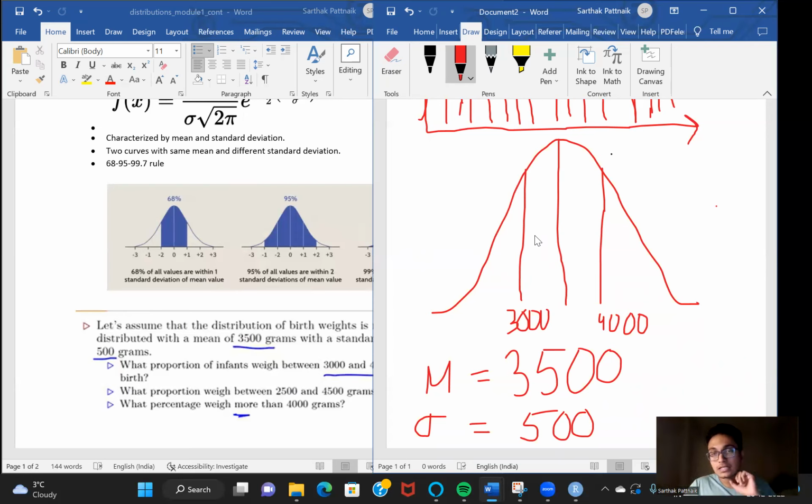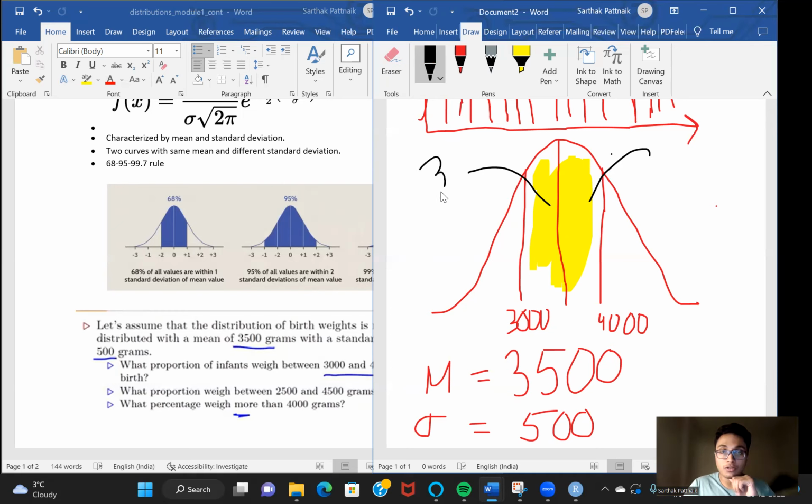So if this complete region, which I'll be marking in yellow, if this complete region is 68%, then towards the left and towards the right, the percentages have to be the same. So 68 divided by 2, we get 34. So 34 on the right, 34 on the left.